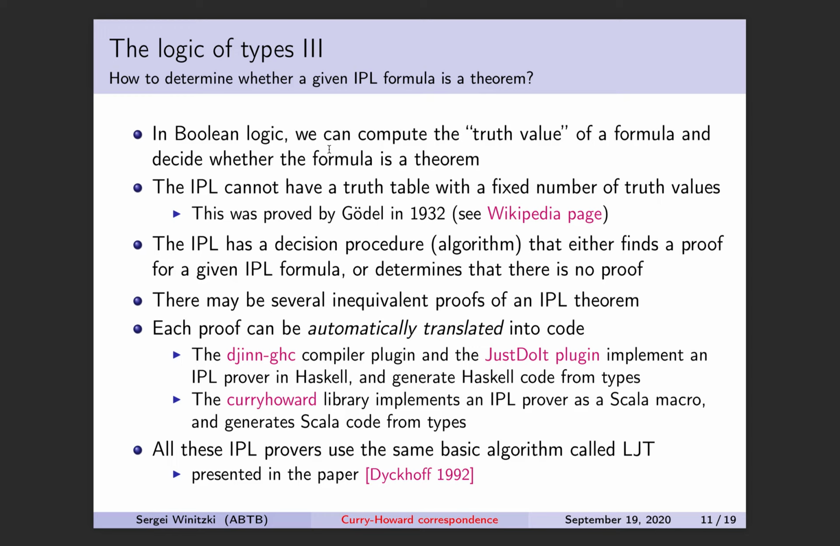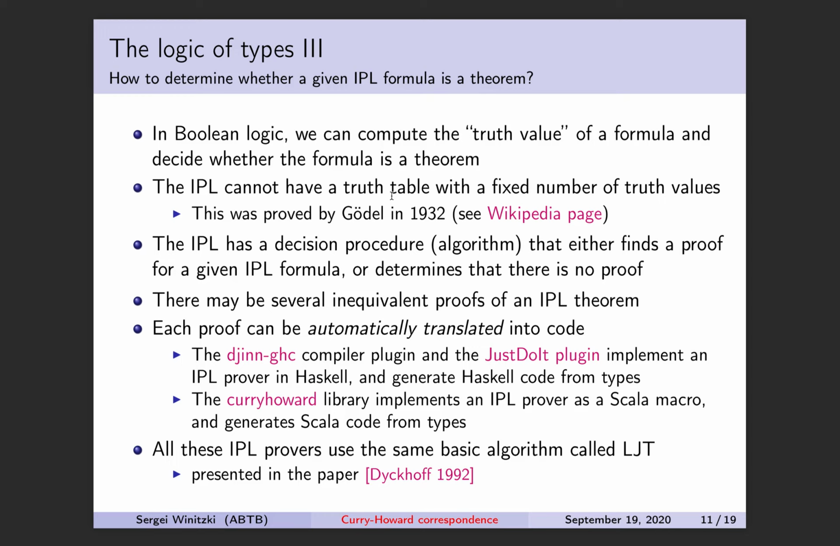But Gödel, the Gödel of the Gödel incompleteness theorems, proved back in 1932 that the constructive logic cannot have a truth table with a fixed number of truth values, a number of truth values that's fixed in advance, so that you know in advance how to write a truth table. That is not possible.